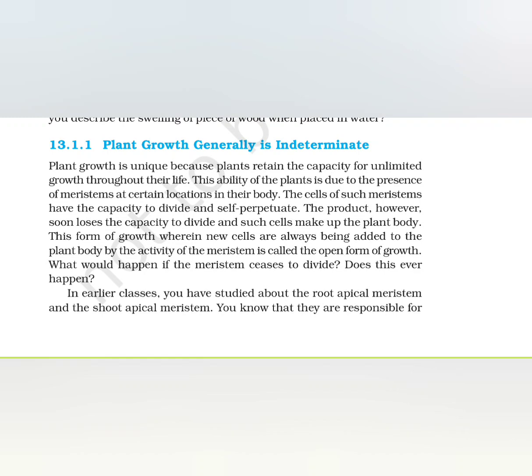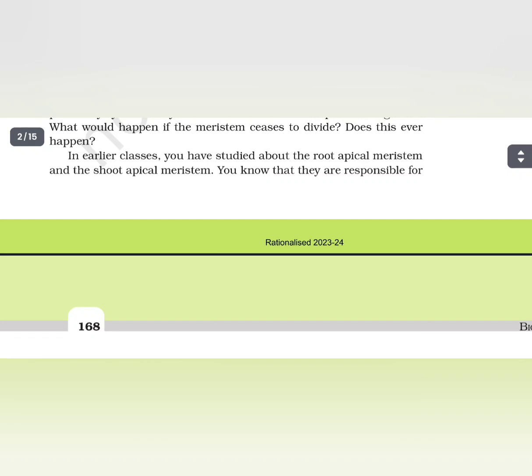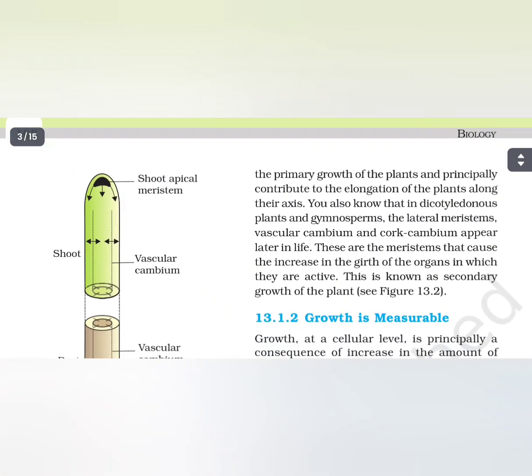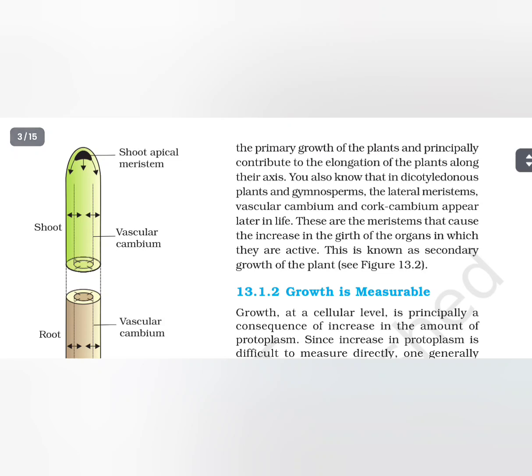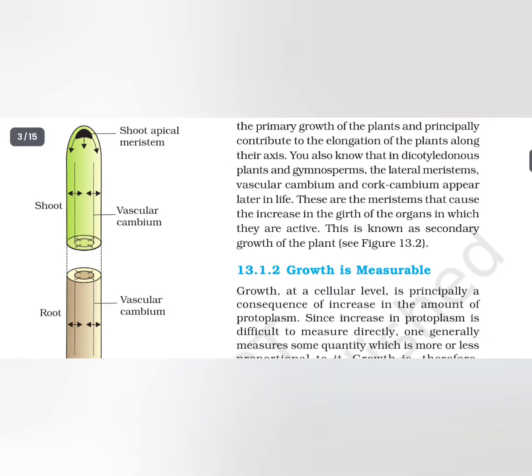What would happen if the meristem ceases to divide? Does this ever happen? In earlier classes, you have studied about the root apical meristem and the shoot apical meristem. You know that they are responsible for the primary growth of the plants and principally contribute to the elongation of the plants along their axis. You also know that in dicotyledonous plants and gymnosperms, the lateral meristems, vascular cambium and cork cambium, appear later in life. These are the meristems that cause an increase in girth of the organs in which they are active. This is known as secondary growth of the plant.